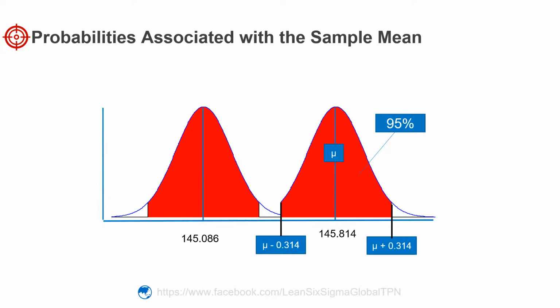So what is the process mean now? We said that for 95% of samples, the sample mean is within two standard errors of the process mean. So with a standard error of 0.157, we can be highly confident that the process mean is within 0.314 grams of 145.5, somewhere in the interval 145.086 and 145.814.